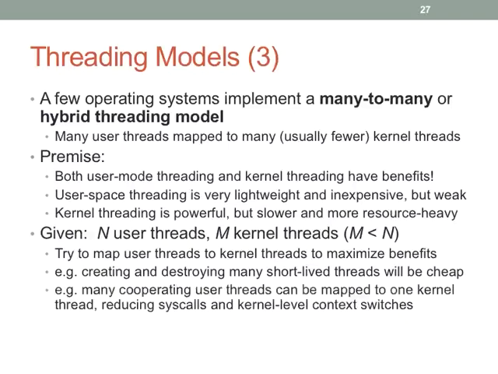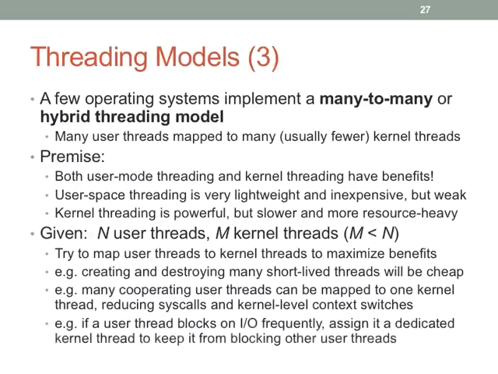So if I have a lot of competing, cooperating user threads, then I can map them all to a single kernel thread, and then those threads never need to trap into the kernel because they just keep interacting with each other. Go us. So we reduce system calls and kernel level context switches.